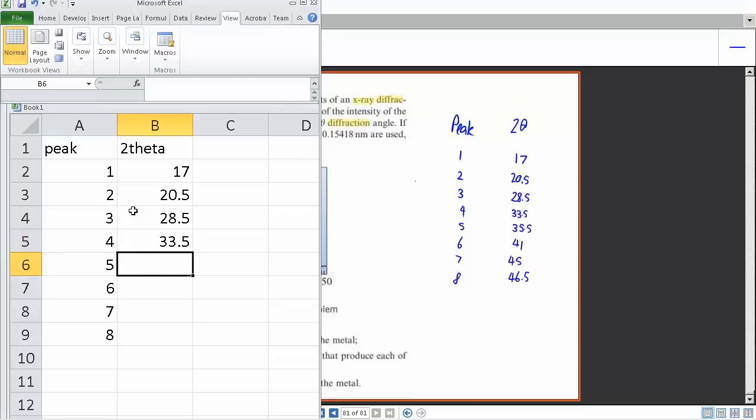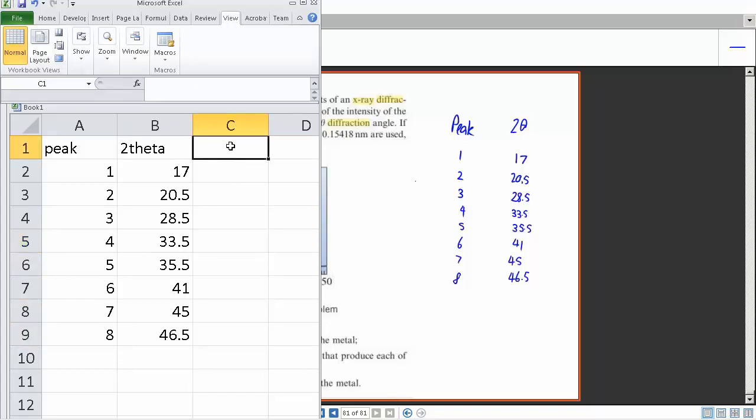Sixth one is 41. Sorry, that's the fifth one. I think I've missed one. Let me have a look. 17, 20.5, 28.5, 33.5. Oh yes, the 35.5. Sixth one is 41. The seventh one is 45. Eighth is 46.5. There we go.